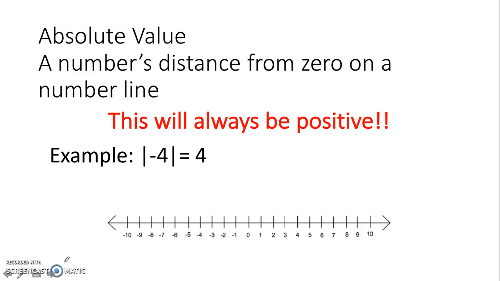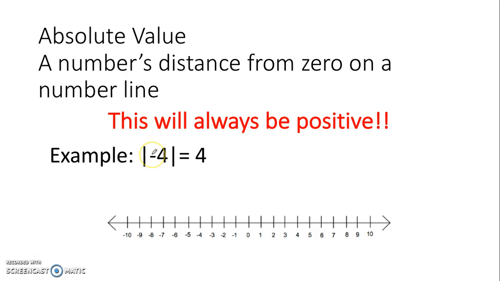Just a review about absolute value is our second vocabulary word. This is a review from earlier this year and from other years too. Absolute value is a number's distance from 0 on a number line. Distance from 0. So unlike the additive inverse, it's always going to be positive. The absolute value of a number is always positive.